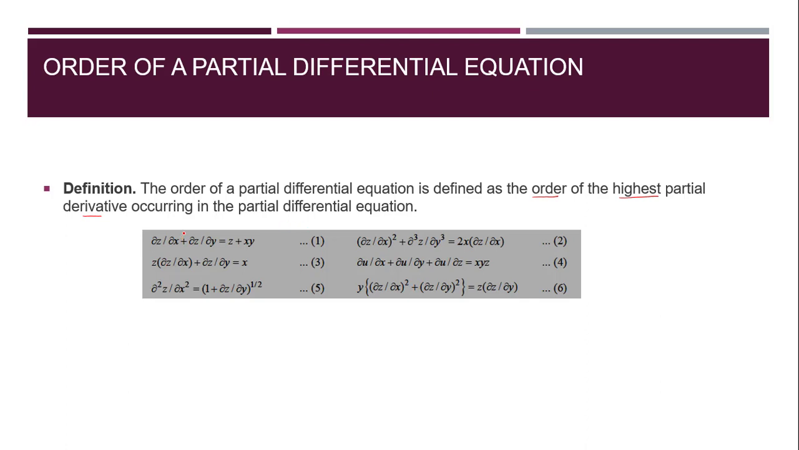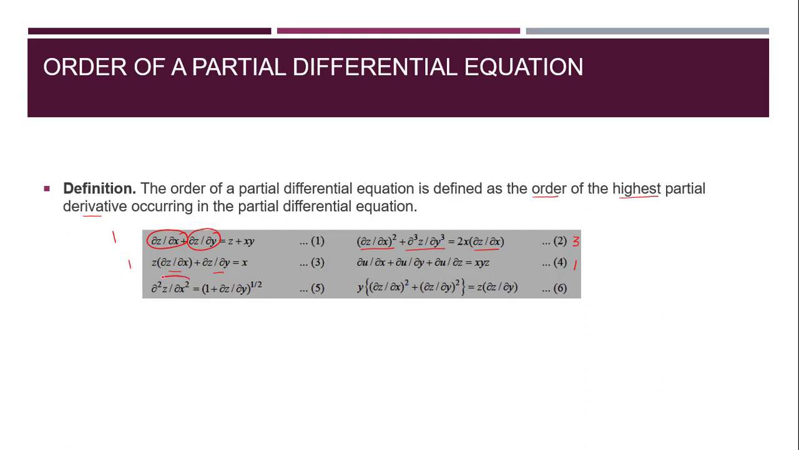For example, in the first equation, we have first order derivatives with respect to x as well as y. What is the order of this whole PDE? The order is 1. About the second one, this is a first order derivative, this is a third order derivative, and here again first. So what is the order? The highest partial derivative is 3 here. The next one again has order 1 because both derivatives are of first order. This one is again of order 1.